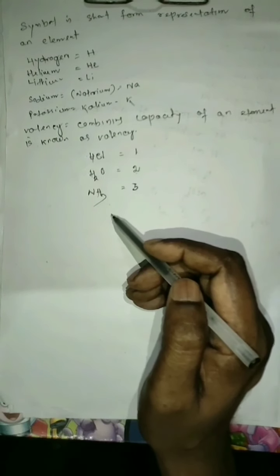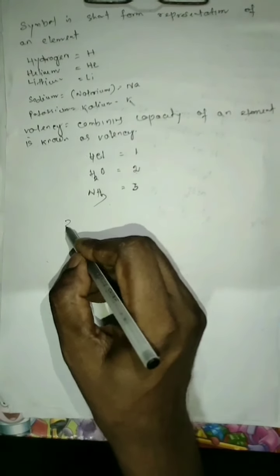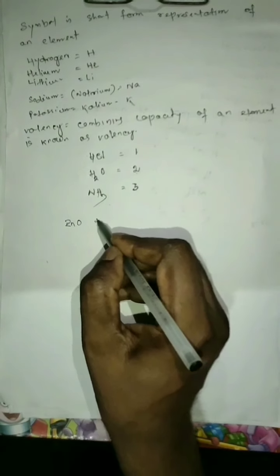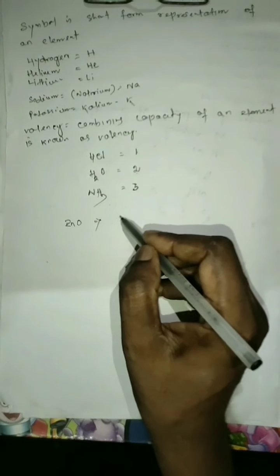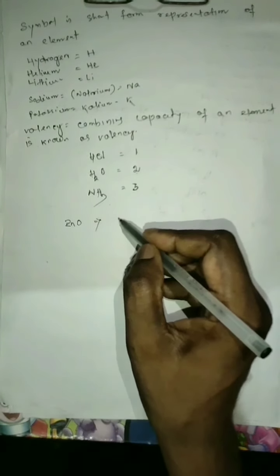For example, zinc oxide. The valency of zinc is 2 here and the valency of oxygen is also 2. But here there is no hydrogen atom. So how do we determine the valency of zinc? The second definition comes in, on how to represent the valency of these elements.